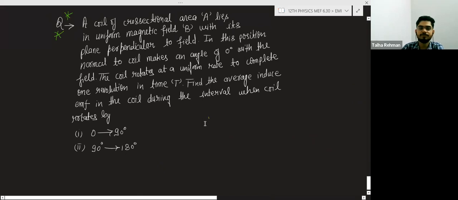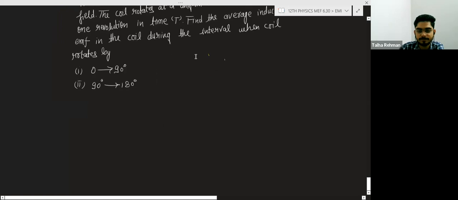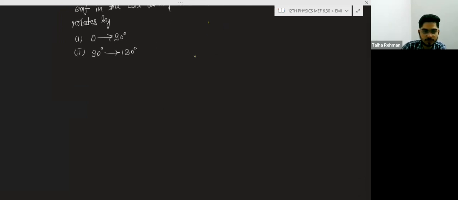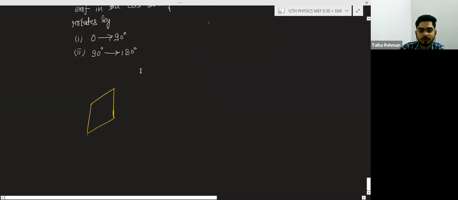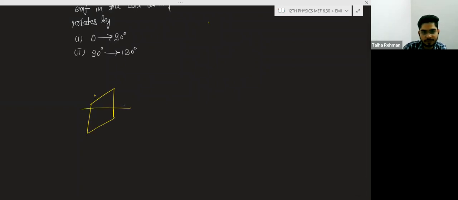So initially we have a coil of cross section area A lies in the uniform magnetic field with its plane perpendicular to field, and they are saying in this position normal to the coil makes an angle of 0 degree. So suppose this is your coil initially, and the magnetic field is like this. This is the magnetic field.